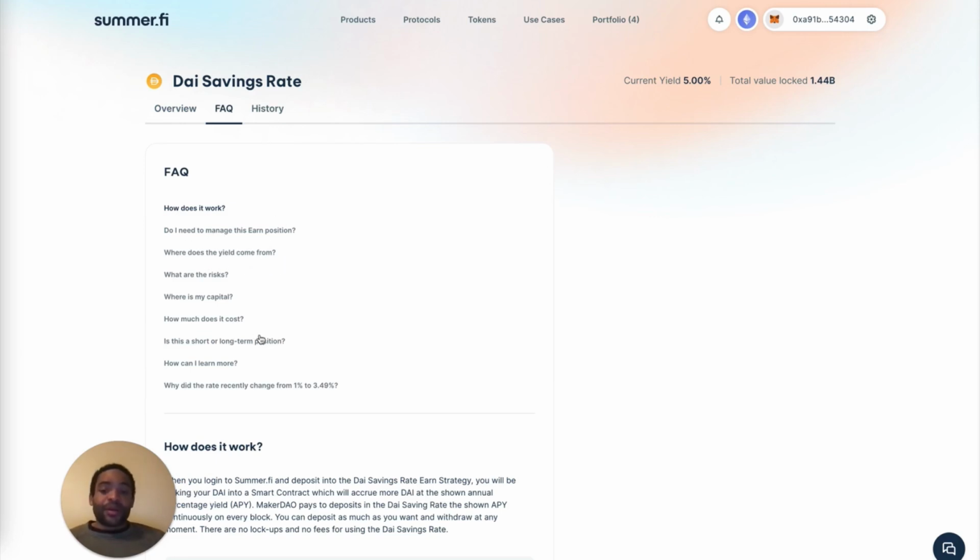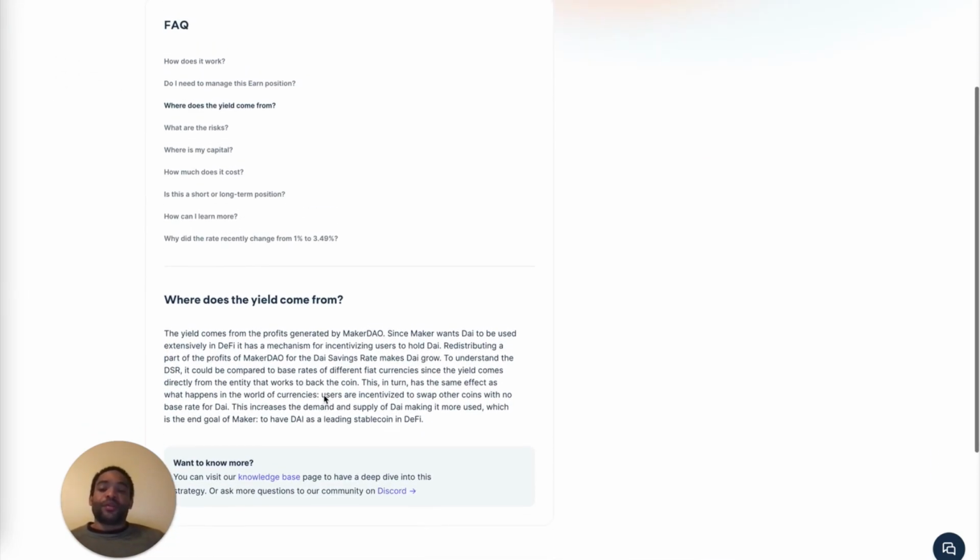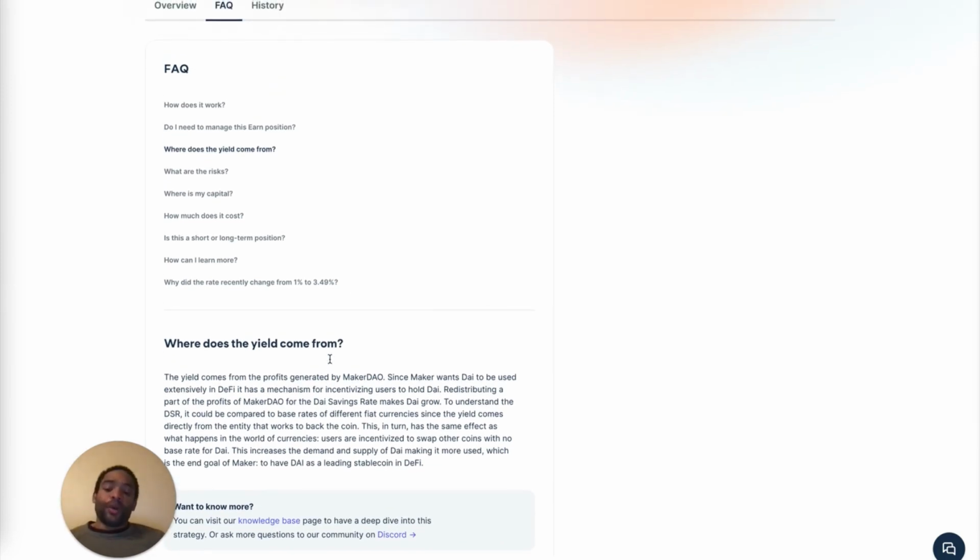How does it work? Do you have to manage this position? A big question for a lot of people is, where does the yield come from? Can I trust this yield? Is it sustainable? Is it going to last over a long time? These questions on a platform like Summer are always answered for you. So there's no need to go to a place like DeFi or some other service and always be guessing how long this is going to stick around.